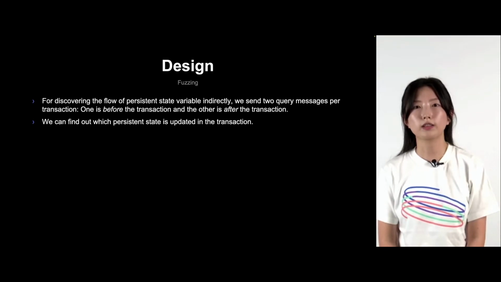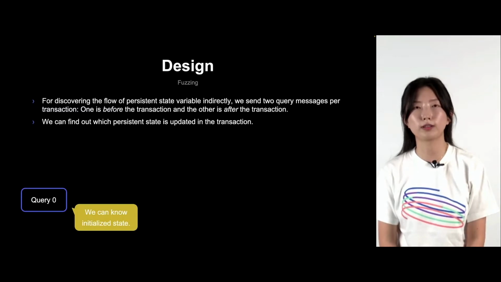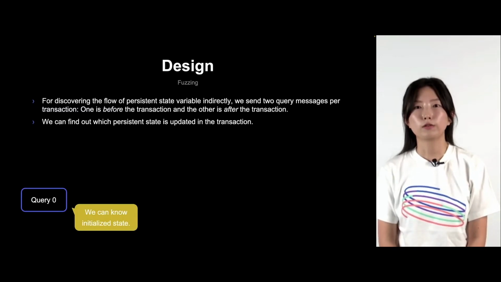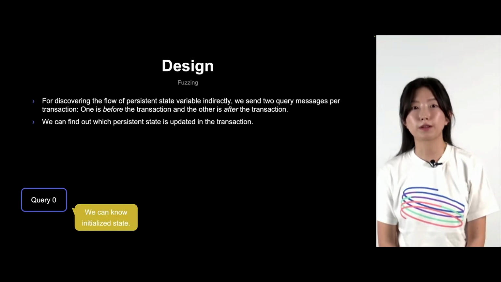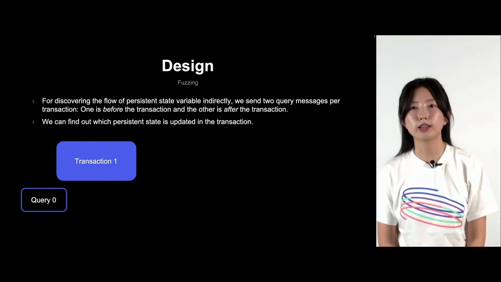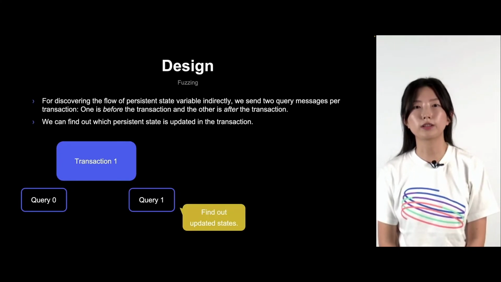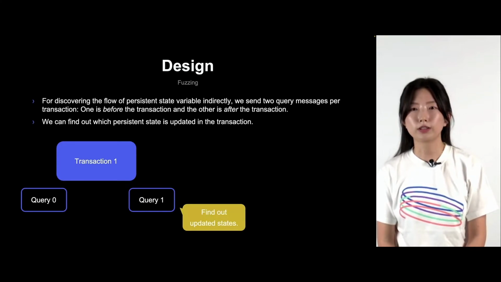For example, you send a query without any transactions to find out the initial state information, and then you have the initialized state information. When you send the transaction, the state value may have changed. To find out the changed state information, you send the query again. So you find the information gap, and then you know which state had changed.